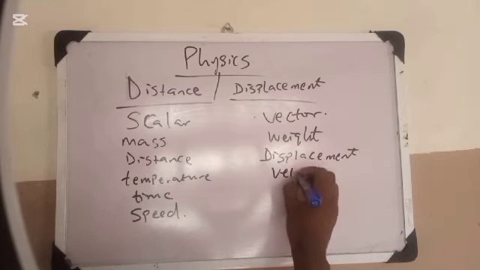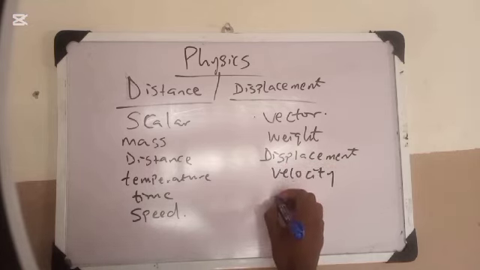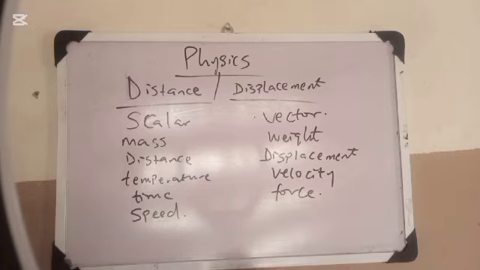We have velocity as a vector quantity. We have force as a vector quantity. So we have so many types of vector quantities, and we have more types of scalar quantities. You must know which quantities in physics are scalar, and you must know which are vectors. It is very, very important that you get this knowledge. So moving forward, you can see that we have distance as a scalar quantity and displacement as a vector quantity. That is the number one difference between distance and displacement.